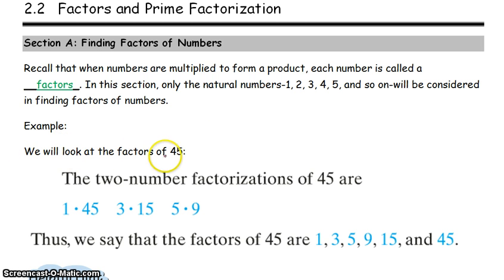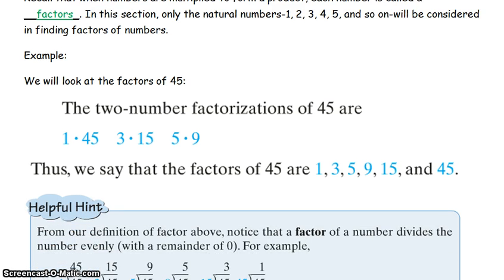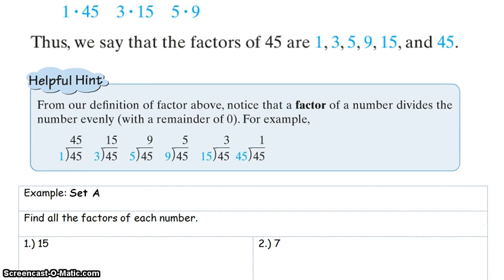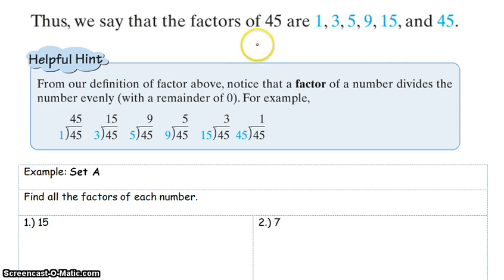Example, we will look at the factors of 45. The two number factorizations of 45 are 1 and 45, 3 and 15, and 5 and 9. These are the only natural numbers that when multiplied will give you 45. So we scroll down here. Thus we say that the factors of 45 are 1, 3, 5, 9, 15, and 45. So we have 6 factors of 45.